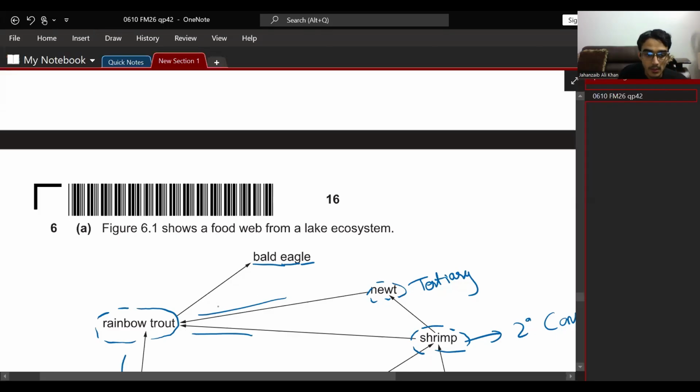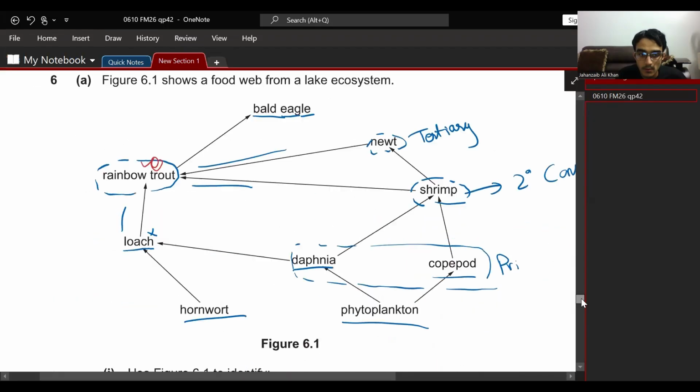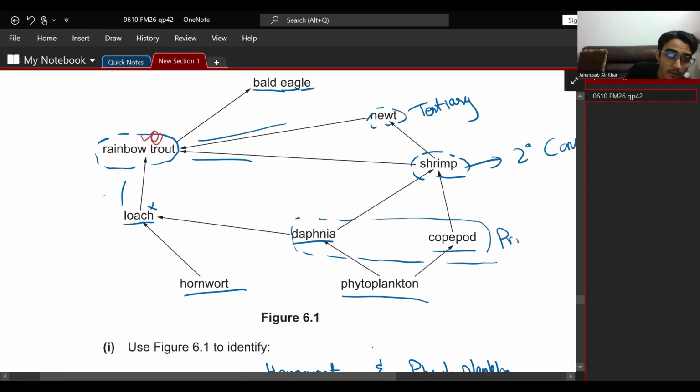You'll see that this rainbow trout is feeding on the primary consumer here. It's feeding on the secondary consumer in the form of the shrimp. And it's also feeding on the newt, which feeds on the shrimp. So it's also feeding on the tertiary consumer. All three trophic levels. The answer is rainbow trout.